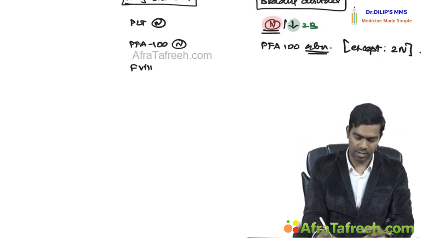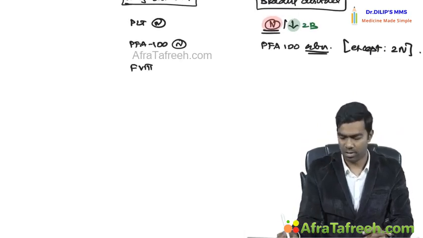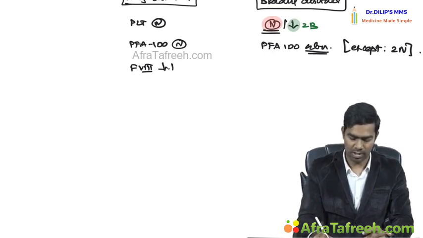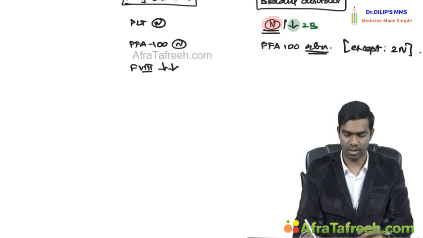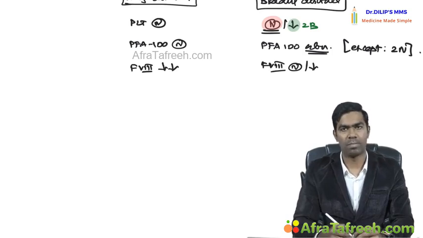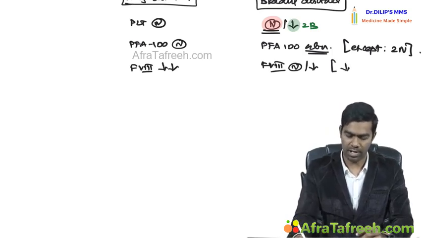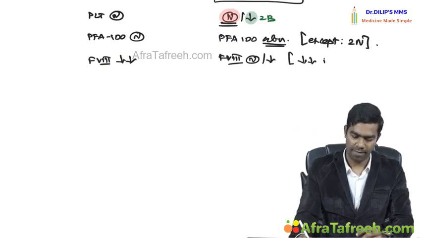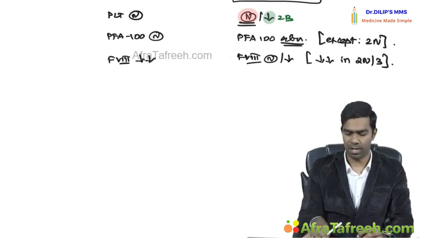Then factor 8 levels tend to be normal in Willebrand disease, whereas they tend to be decreased severely in hemophilia. In Willebrand disease it can be normal or only a mild reduction will be there. But remember, again it can be severely reduced in type 2N and type 3 disease. Clearly it will be very much reduced.